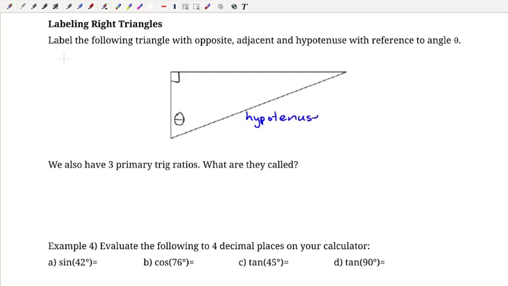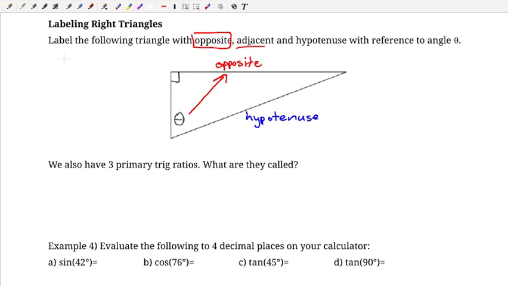And this is true no matter which angle we're talking about, the longest side is always going to be the hypotenuse. But we also have the opposite side and the adjacent side, which depend on which angle that we're talking about. I always think of opposite as straight out away from our angle. In this case, we're talking about angle theta. This is going to be the opposite side of my triangle.